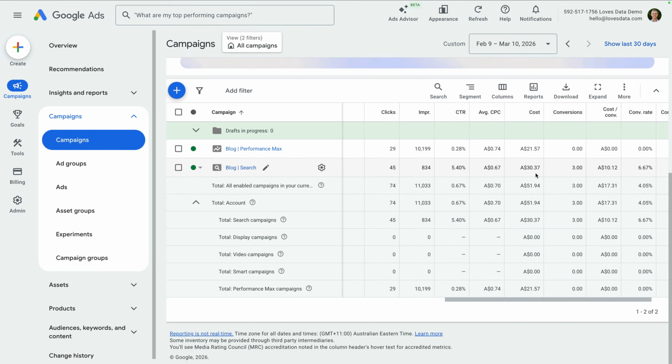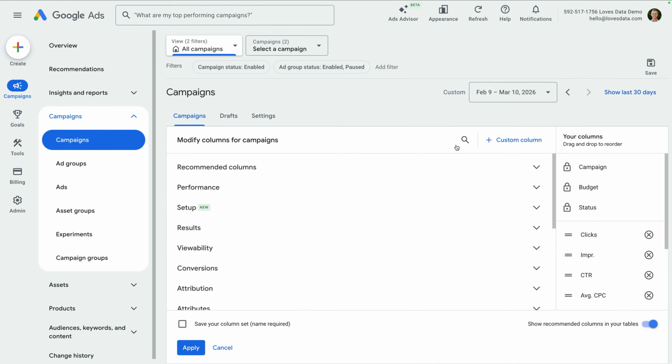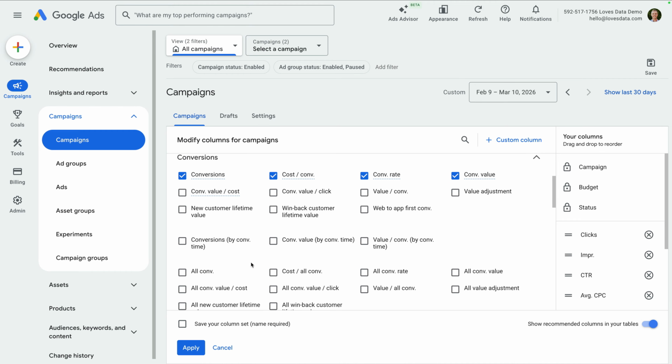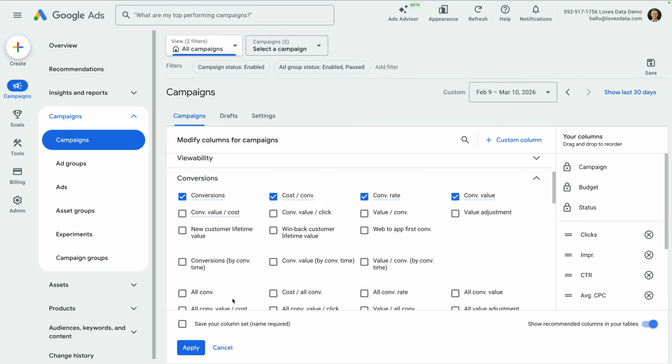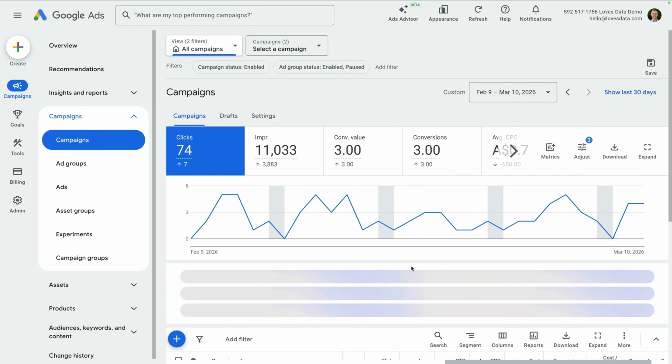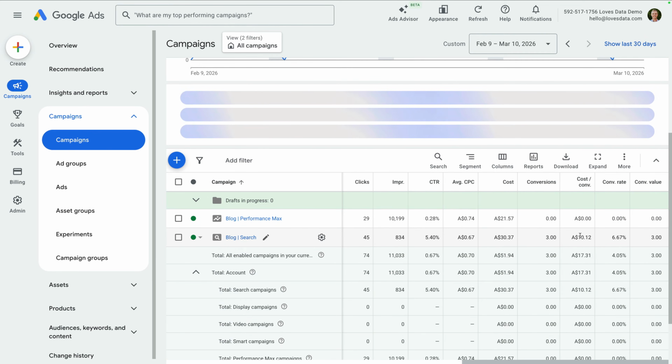We can also see columns for conversions. If you don't see these columns in your account, you can click Columns, then Modify Columns. And you can then enable the metrics you want to include. And even if you don't have conversion data yet, it's worth understanding where to find it. Once you've set up conversion tracking, you'll be able to see the number of conversions your campaigns are generating. This is where your data really starts to get useful, because you can see exactly which keywords and ads are driving results for your business.